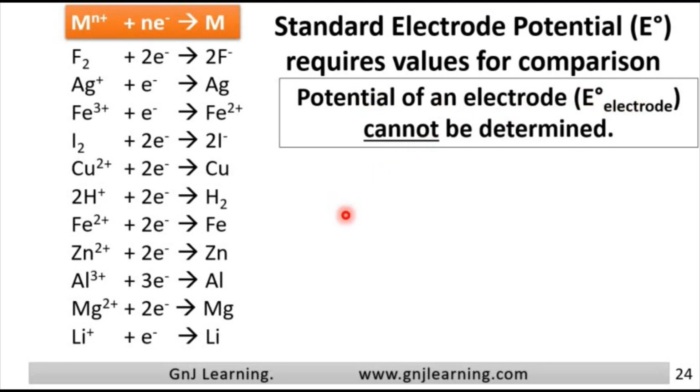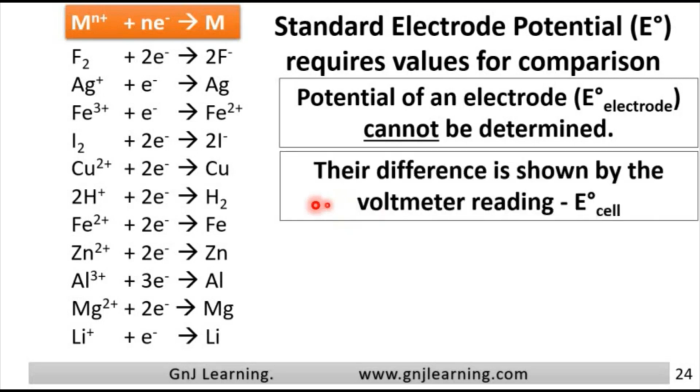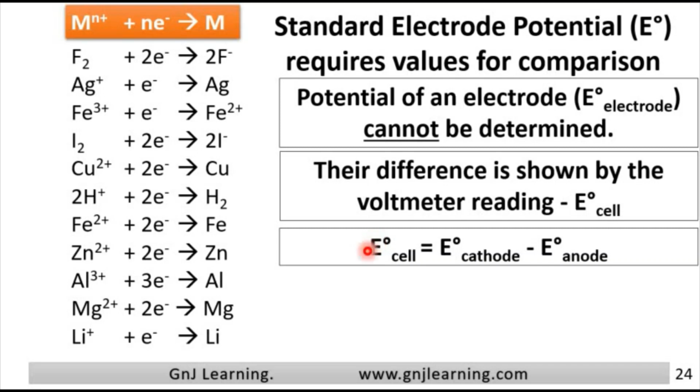But one thing I can do is find the difference between the two. For instance, in the second part we saw the difference between the electrodes in the Daniell cell, copper and zinc. The difference between copper and zinc was 1.1 volt, and it was shown by the voltmeter. So the difference can be calculated, and that difference is called E0 cell, the voltage of the cell, the potential difference between cathode and anode. So you can write E0 cell is the potential difference between E cathode and E anode.